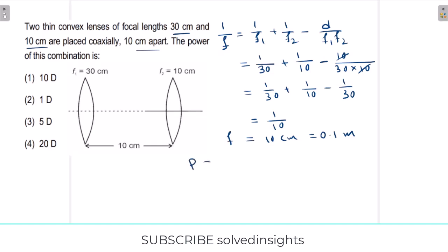So power P is equal to 1/f. So 1/f is 1/0.1, that is 10. So 10 diopter. So here is the correct answer, 10 diopter, that is option 1.